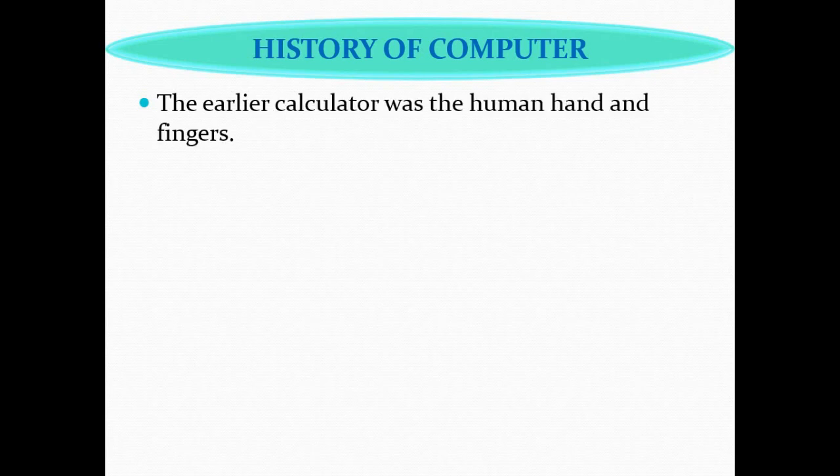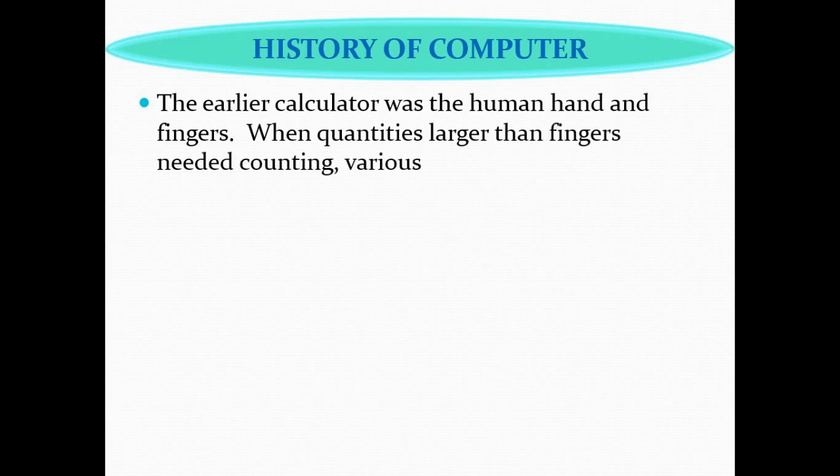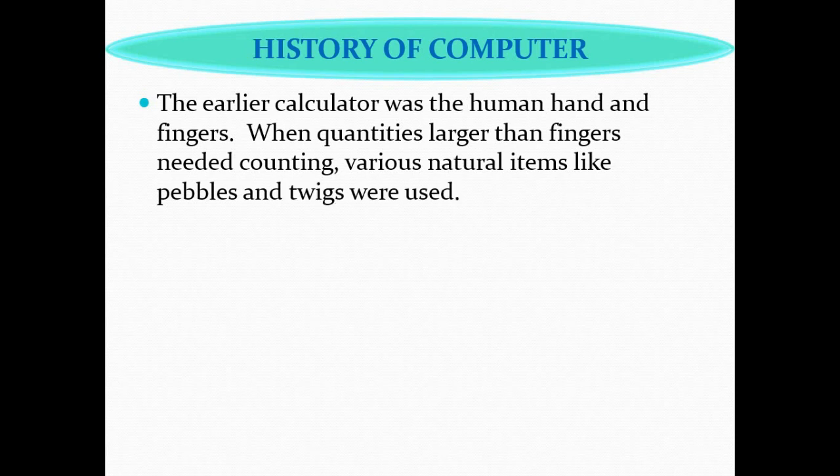So all these are disadvantages of computers. So next thing, the history of computer. The earliest calculator was the human hand and fingers. When quantities larger than fingers needed counting, various natural items like pebbles and twigs were used.